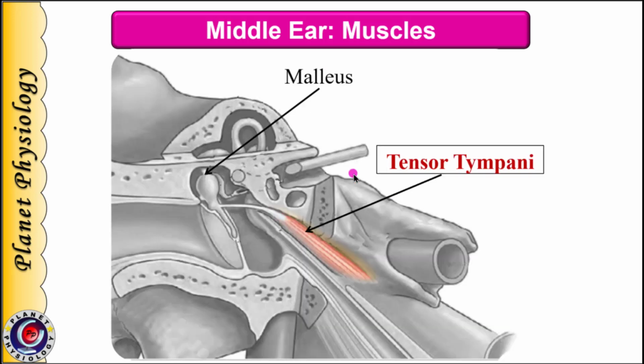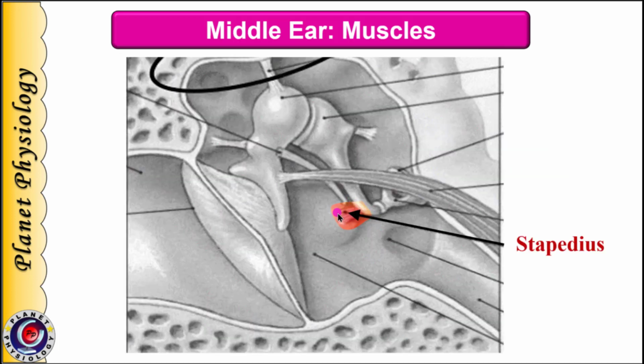Now let us study the muscles of the middle ear. The first muscle is the tensor tympani. As you can note over here, this is the tensor tympani muscle. Its tendon is attached to the manubrium of the malleus. Contraction of the tensor tympani makes the tympanic membrane tense and hence it is called tensor tympani. Shown here, a small muscle is the stapedius. It attaches to the stapes. Contraction of the stapedius muscle makes the oval window stiff.